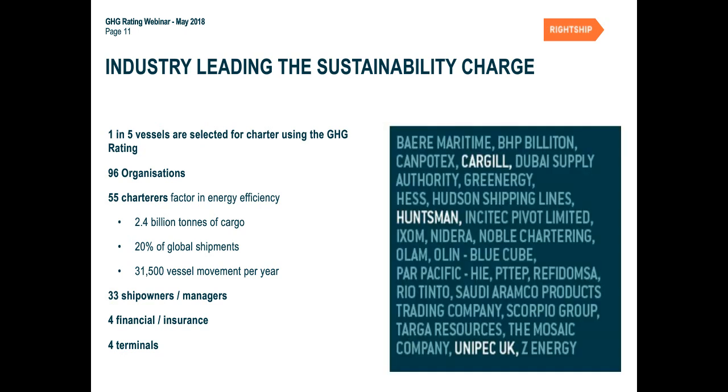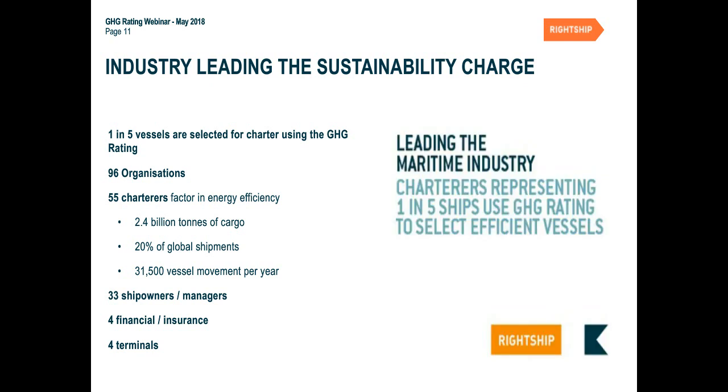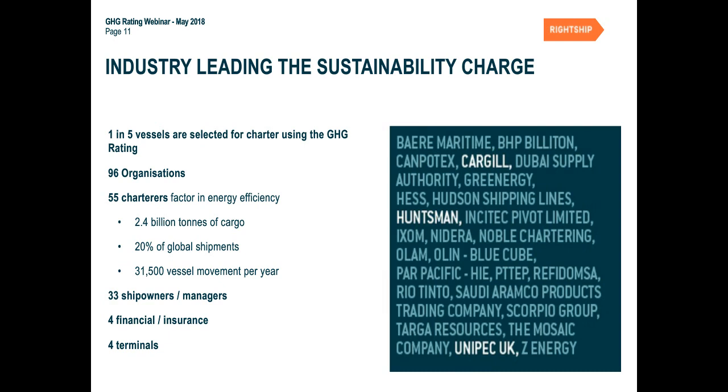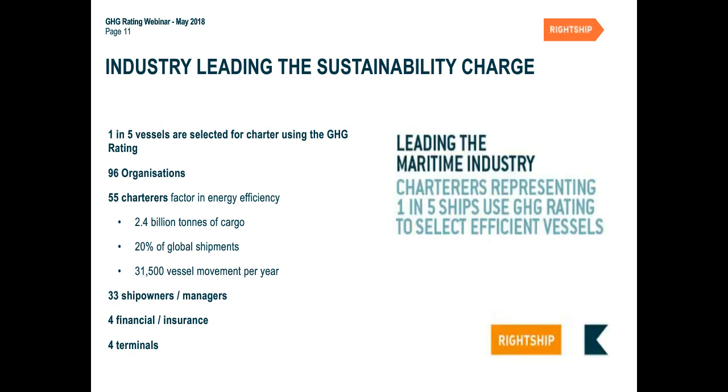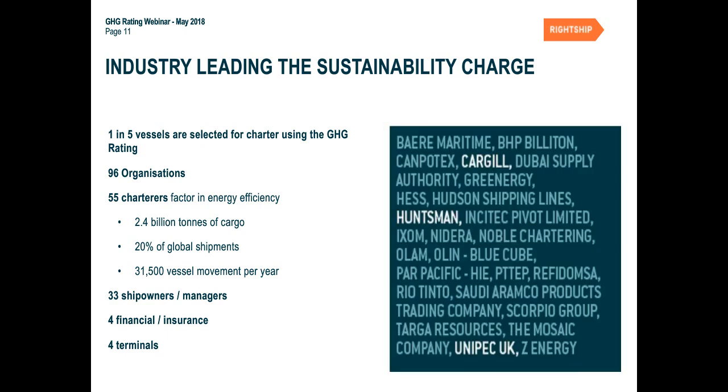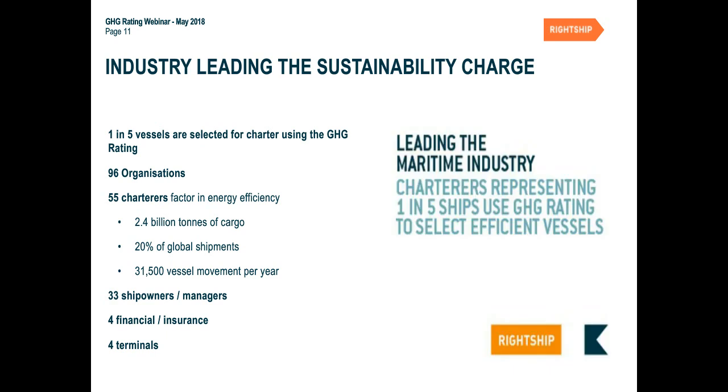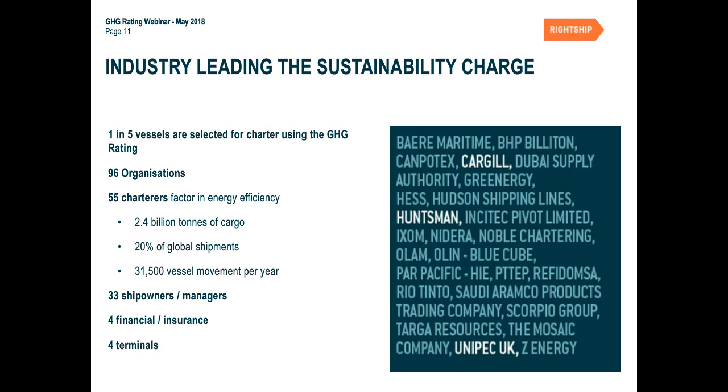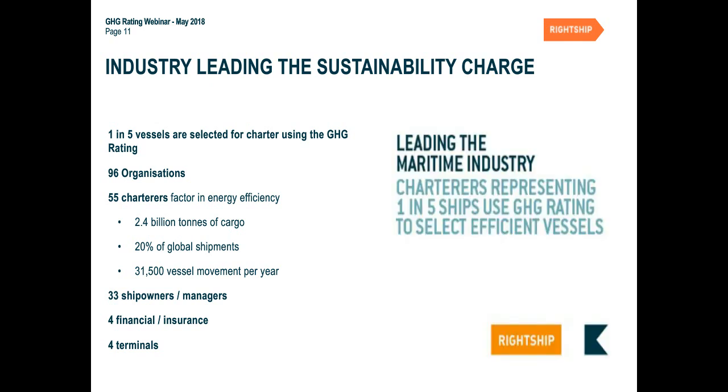So in 2012, our first customers started using the GHG rating, and you can see with the white highlight there on screen, we've got Cargill, Huntsman and Unipec UK were the first 3 customers to use it. As of today, in 2018, it's now used as a vessel selection tool for 1 in every 5 vessels chartered. This equates to about 2.4 billion tonnes of cargo moved annually, or 30,000 vessel movements per year. It's obviously a large impact in the charter market.